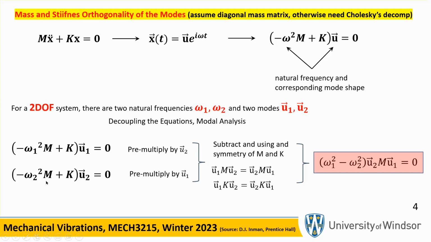Now, because these are 0, if you go back here, when you multiply it by U1, for example, this bottom equation, the one on the left side is going to be 0 because it's going to be U1 MU2. That's 0. We just showed it on the next page. So this must be 0.